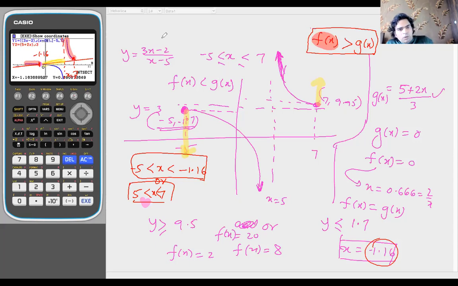So what you do is you just write down the answer: x between negative 1.16 until 5. In this range, your g of x is going to be above the f of x graph. We're going to take more questions of this kind, obviously, when I'm doing the practice part. But as far as the concept is concerned, this is going to be a very important part for your understanding.